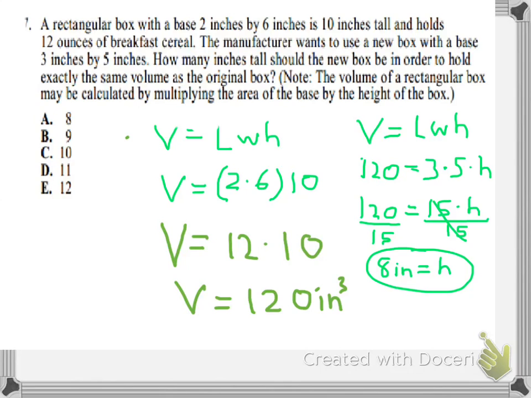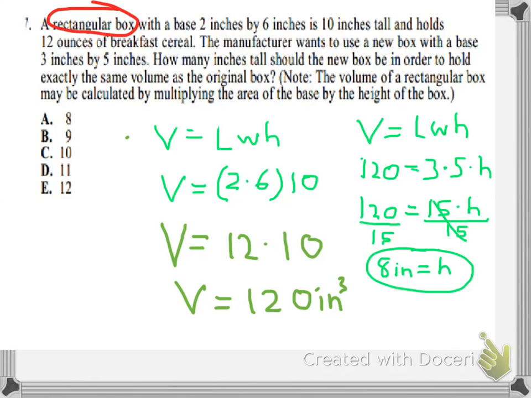A rectangular box with a base 2 inches by 6 inches is 10 inches tall and holds 12 ounces of breakfast cereal. The manufacturer wants to use a new box with a base 3 inches by 5 inches. How many inches tall should the new box be in order to hold exactly the same volume as the original box? Note, the volume of a rectangular box may be calculated by multiplying the area of the base by the height of the box. Okay, so we're trying to find this.